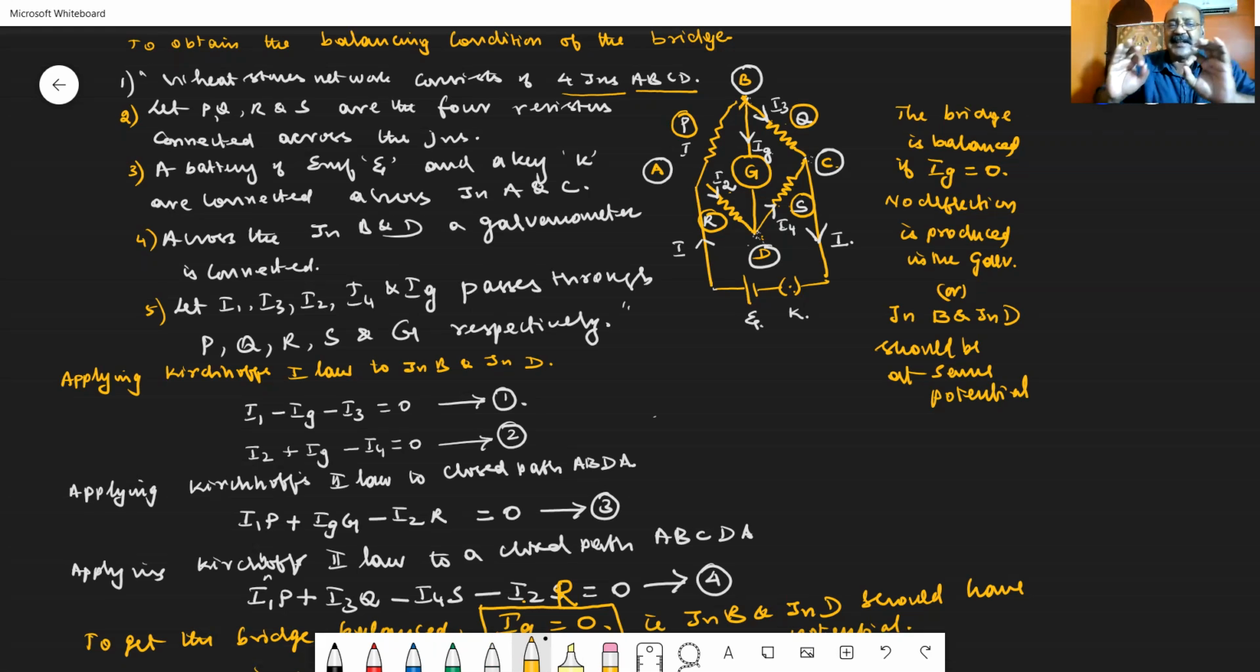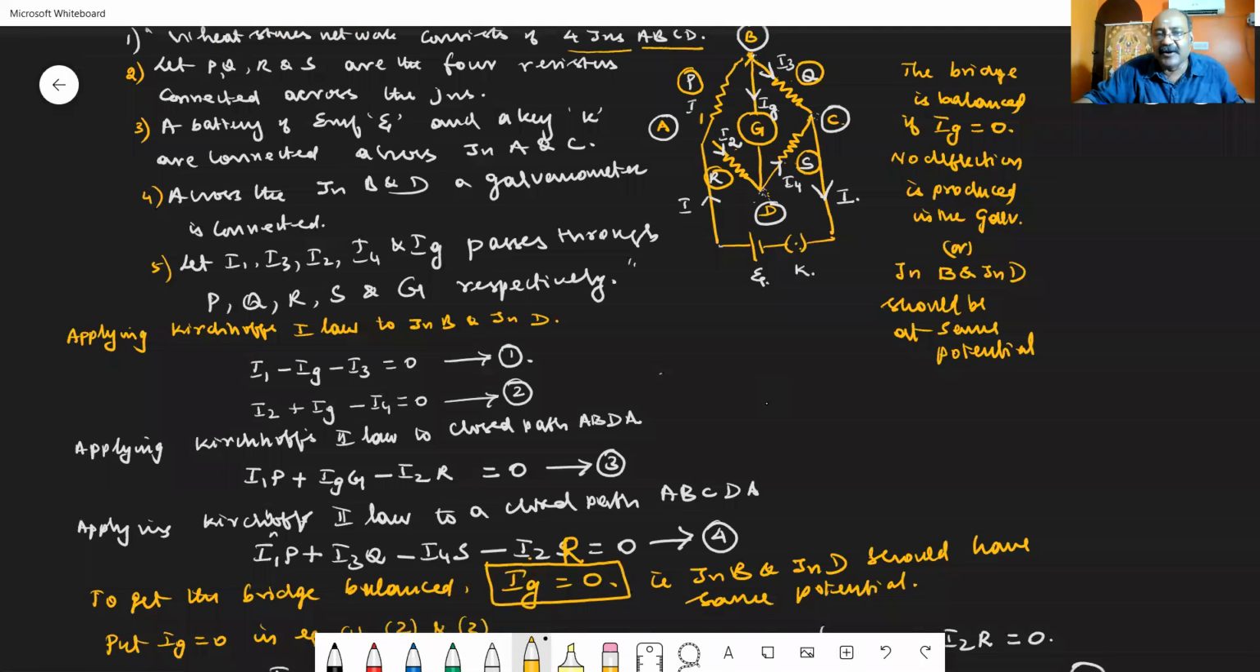Now you apply Kirchhoff's first law and the second law. Apply Kirchhoff's first law to junctions alone. There are 4 junctions. In that, let us consider 2 junctions, that is, junction B and junction D. At junction B, when you are applying Kirchhoff's first law, current flowing towards the junction is taken as positive, and current flowing away from the junction is taken as negative. So I can say plus I1 minus IG minus I3 equal to 0. Similarly, at D, plus I2 plus IG minus I4 equal to 0.